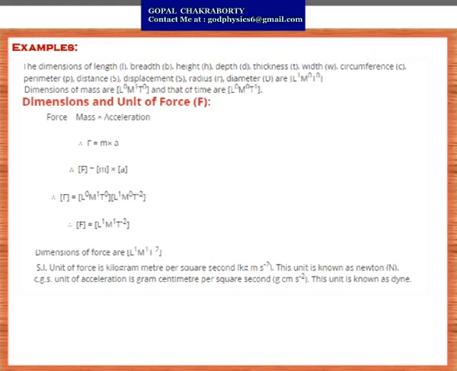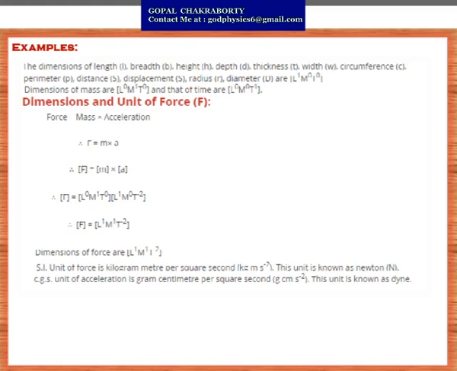Next one, very important, the dimension and unit of force. The force can be written as mass into acceleration, that is F equals ma. The dimension of mass is L to the power 0, M to the power 1, T to the power 0 within square bracket, and acceleration, which I have already derived, is L to the power 1, M to the power 0, T to the power minus 2. Rearranging, you get the force having a dimension L to the power 1, M to the power 1, T to the power minus 2.